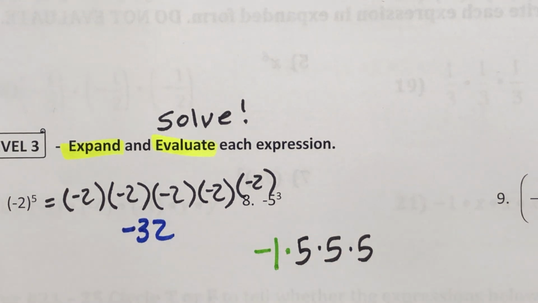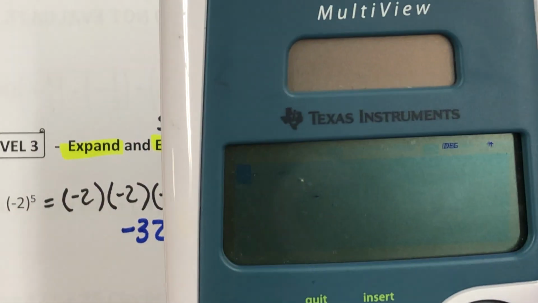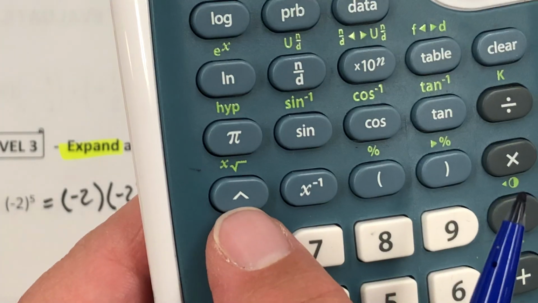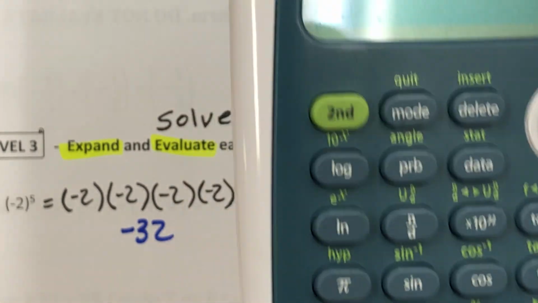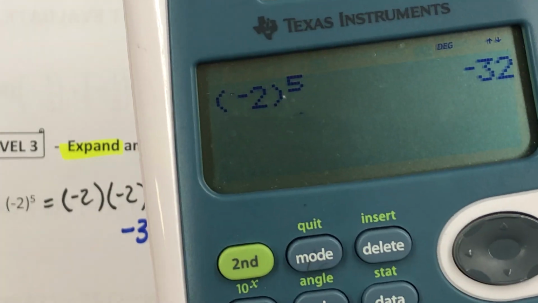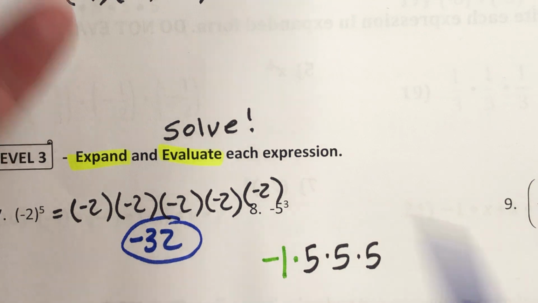And just to really be sure, I'm going to use my calculator. I'm going to go parentheses, -2. And remember, there's this little caret key here to give me an exponent. So press the caret key and get the exponent 5. And check yourself, -32. -32. Put a little circle around that because it's the answer.